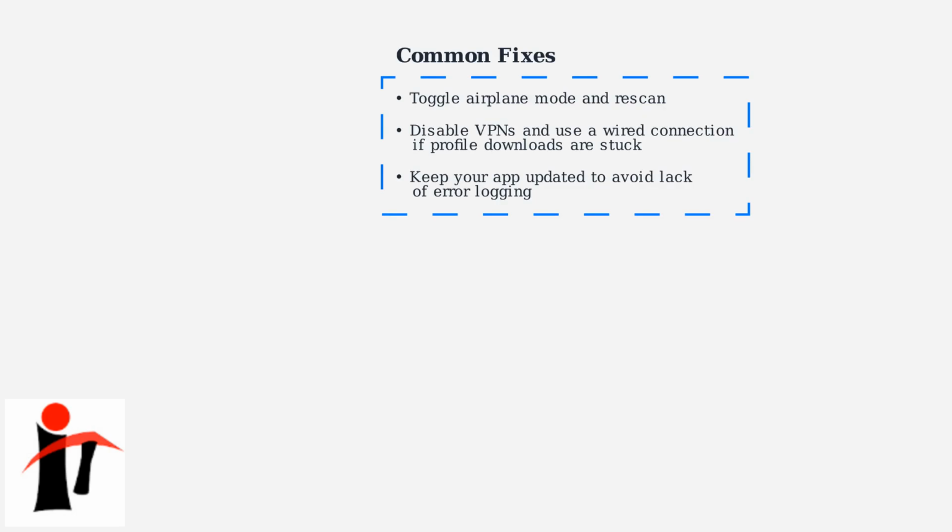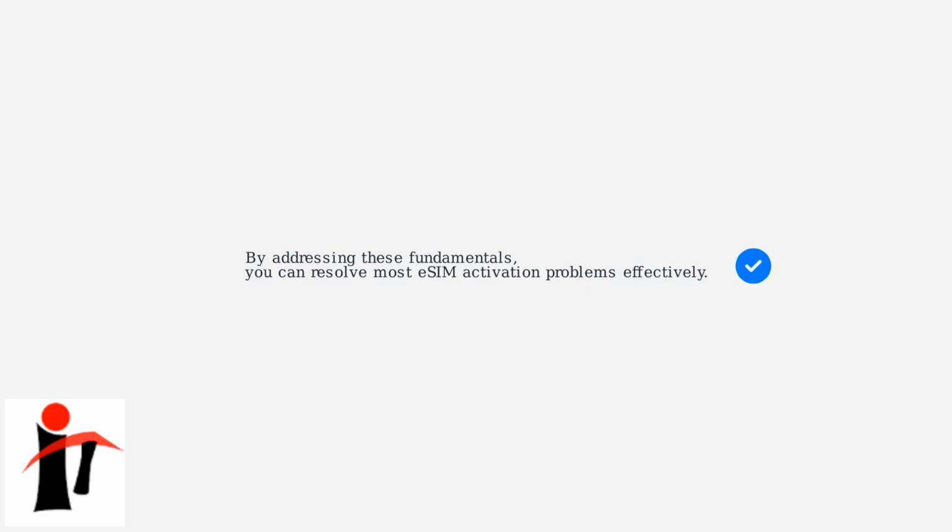Keep your app updated, as outdated versions lack error logging, leading to prolonged support calls. By addressing these fundamentals, you can resolve most eSIM activation problems effectively.